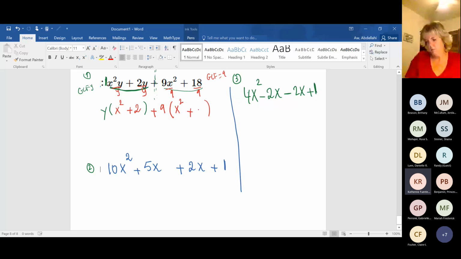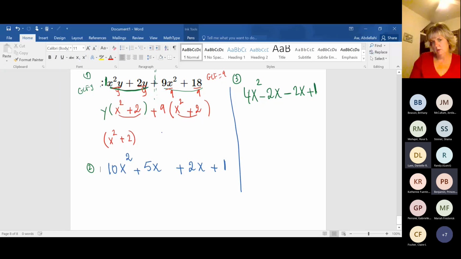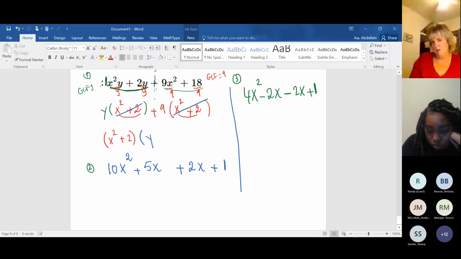18 divided by 9 is how much? 2. You see, I am midway. Don't stop right here. I have seen in the past students stopping right here. I'm just midway. What is the very last step? Somebody tell me. What are you going to write after that? You're going to write x squared plus 2, the common parentheses, right? And then you open up your parentheses. When x squared plus 2 is gone, who remains here? Y plus 9.